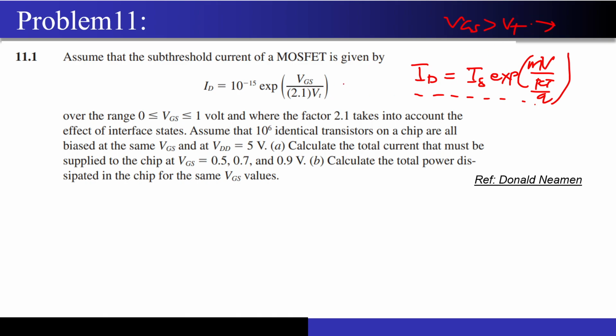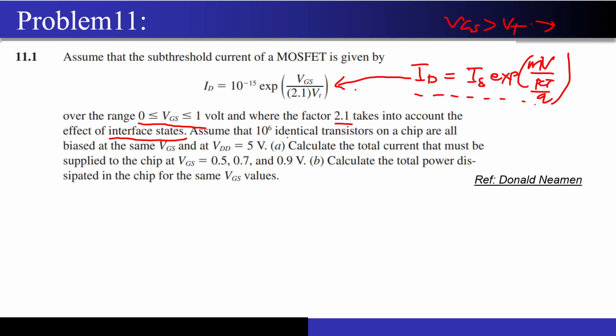Now this exponential expression that you are seeing, this is what they have given in the question, and they have given certain values over here. Now the first question they are asking, just look at what has been given. This equation is only valid in this region. And the factor of 2.1 takes into account the effect of interface states. I don't want to go into the details over here because it's out of scope of this course.